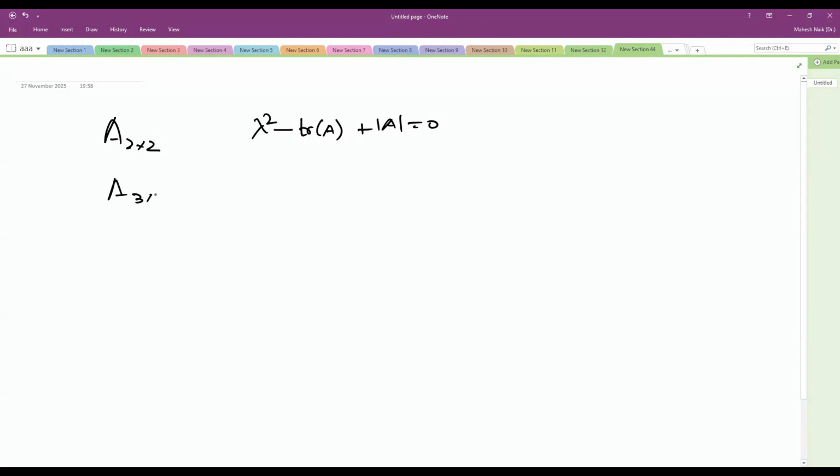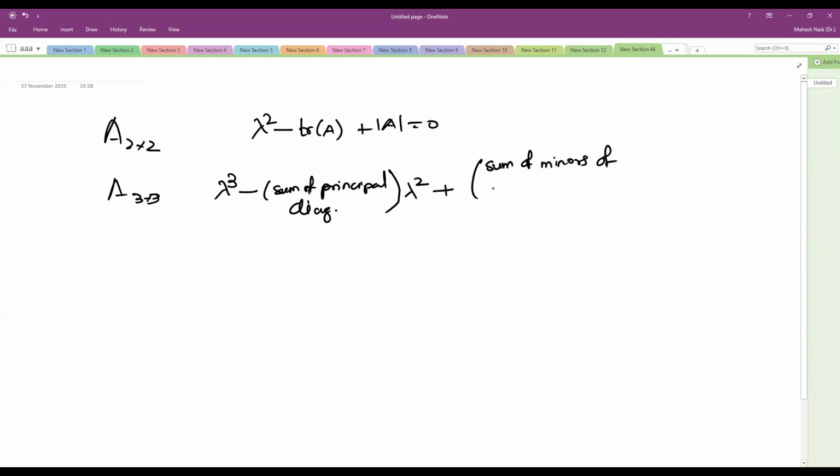And if you're dealing with a 3 cross 3 matrix, then the easier way would be to calculate lambda cube minus the sum of principal diagonal elements into lambda square plus the sum of minors of diagonal elements into lambda minus the determinant of the matrix, which would give us the characteristic polynomial.